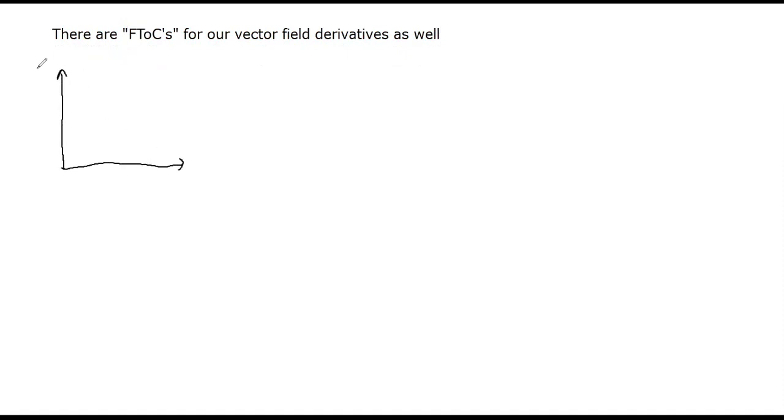So I've got this function capital F, and it goes from 2 points, so it's F(B) and F(A). And if little f of x is the derivative of capital F of x, then this is true. Right, this is something that you've used so much it's become kind of boring.